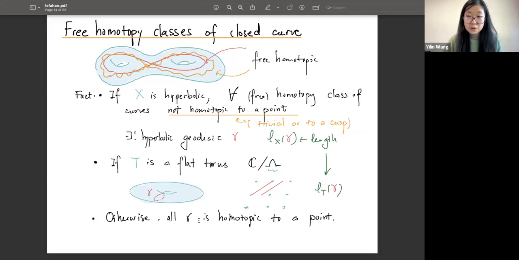And in all the other cases, the sphere minus 1 point and sphere minus 2 points, all the curves are homotopic to a point. These are cases we don't consider. So the cases that interest us are hyperbolic surfaces or the flat torus.